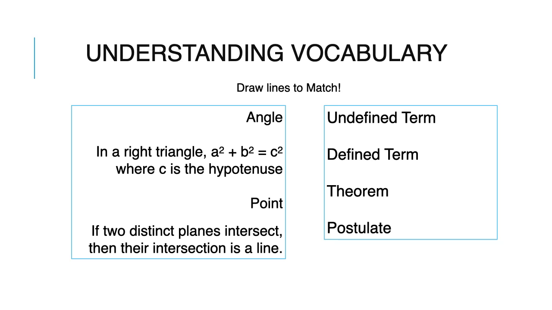We are now going to match what's on the left with one of these terms on the right. An angle is a defined term. The a squared plus b squared equals c squared in a right triangle, that's a theorem, right? That's the Pythagorean theorem. A point is an undefined term. And if two planes intersect, then their intersection is a line. That is an example of a postulate.